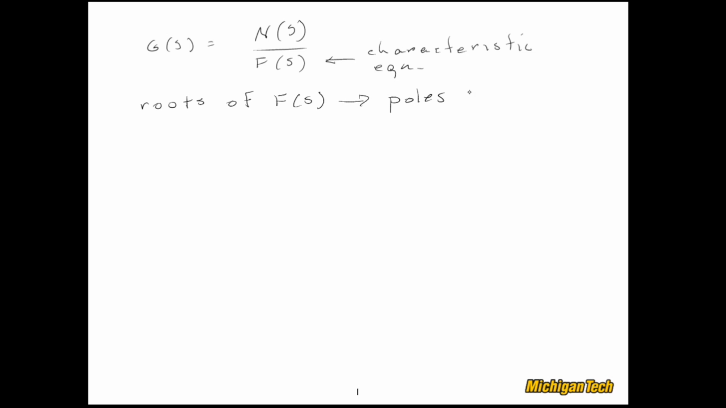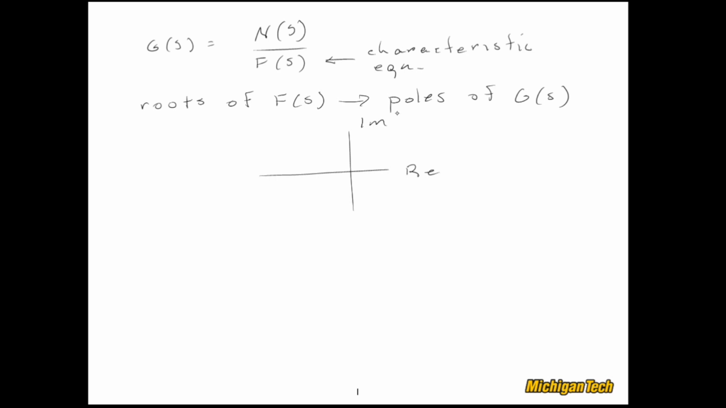So we'll typically use those two terms interchangeably. Most of the time I'll just call it poles of g of s or poles. And we also know that if all the poles of g of s are in the left half plane, then our system is what we call BIBO stable.